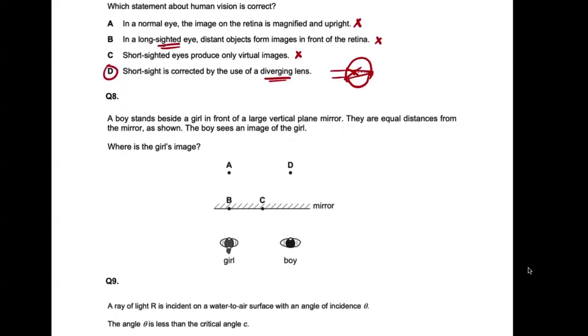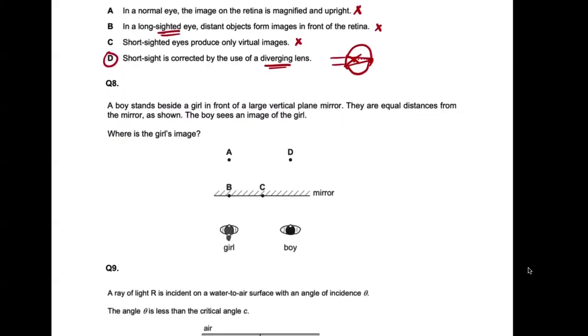A boy stands behind a girl in front of a large vertical plane mirror. Their equal distances from the mirror are shown. The boy sees an image of the girl. Where is the girl's image? So I know that the boy, if he is seeing the girl's image, so that's like this. So this ray from the girl to the boy is what he must be seeing.